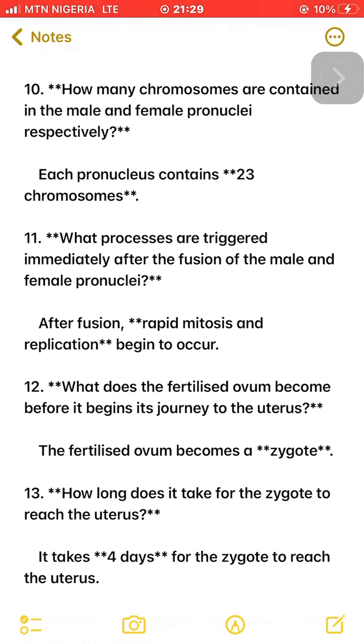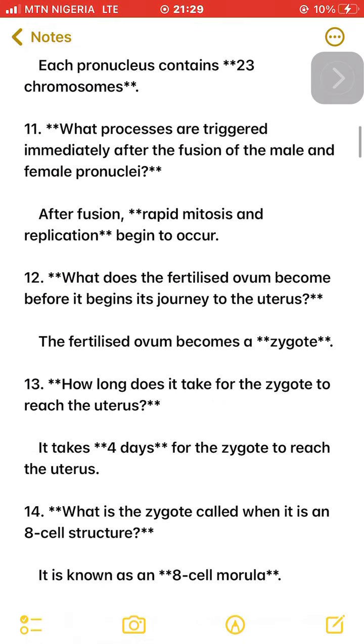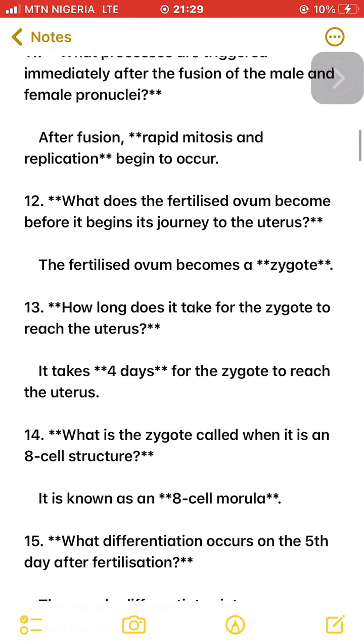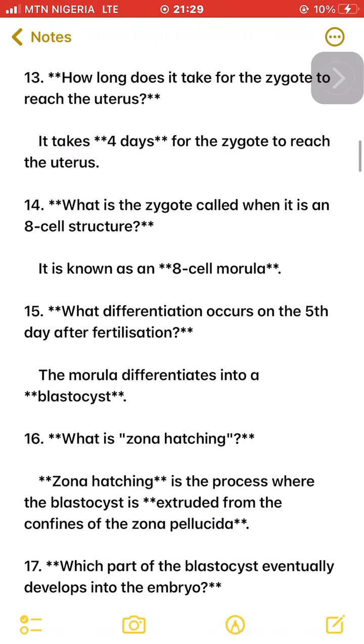12. What does the fertilized ovum become before it begins its journey to the uterus? The fertilized ovum becomes a zygote. 13. How long does it take for the zygote to reach the uterus? It takes 4 days for the zygote to reach the uterus. 14. What is the zygote called when it is an 8-cell structure? It is known as an 8-cell morula.